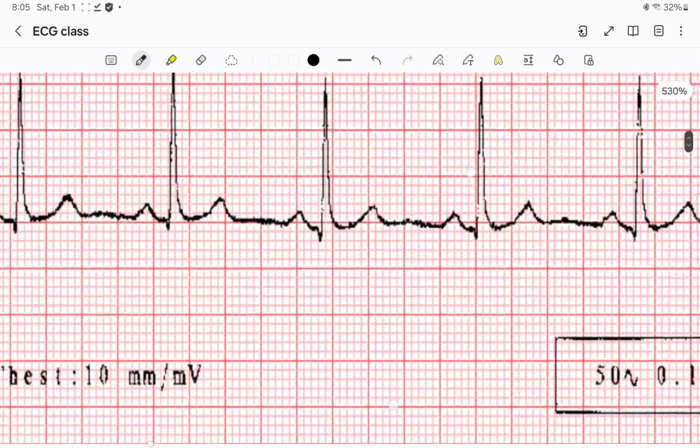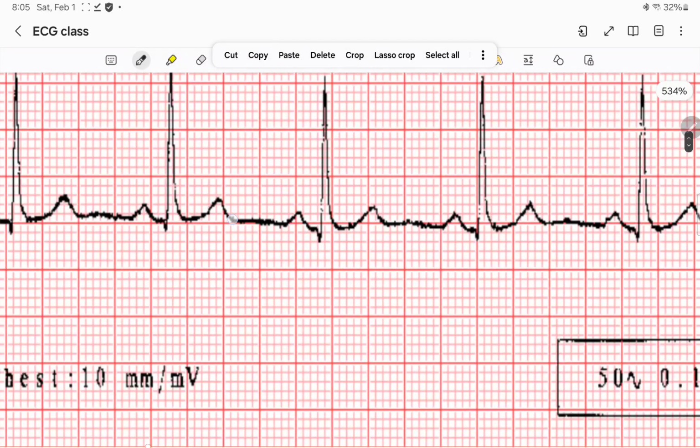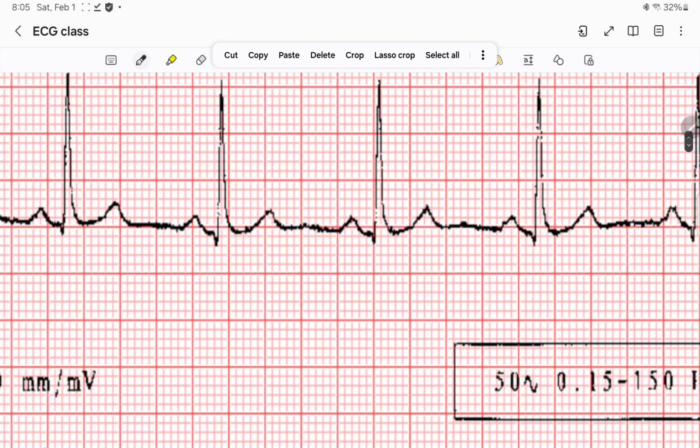So for example, zooming in here, the isoelectric line, and this is the TP segment, and it's a mostly isoelectric line, and this would be the J point. So in this lead, there is basically no ST elevation or depression, or if there's any depression, it's minimal at best.